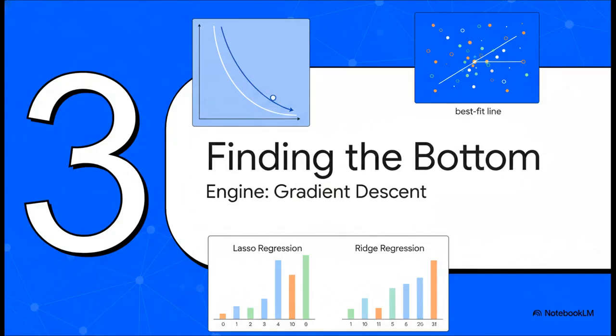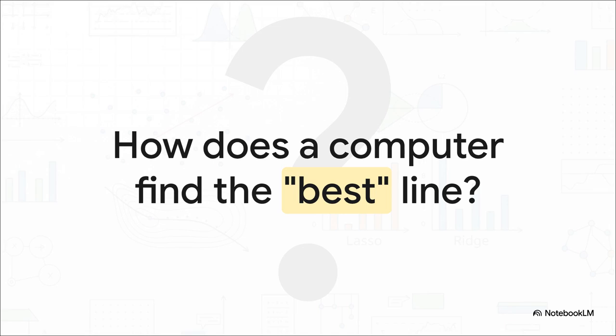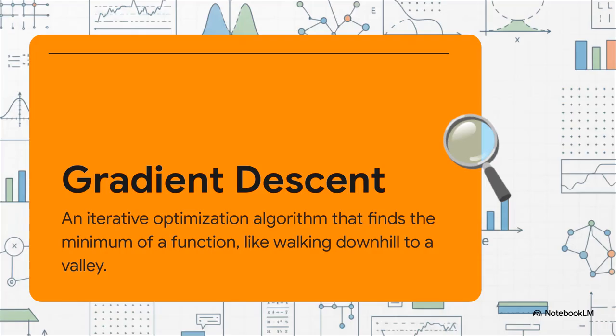All right, Section 3, finding the bottom. Now, we've been talking about this magical best fit line, but how does a computer actually find it? There are literally infinite possibilities. This is where we meet the incredible engine that drives so much of machine learning: gradient descent. This is the million-dollar question, right? You could draw an infinite number of lines through a bunch of data points. So how on earth does an algorithm know it has found the one that's the least wrong, the one that really is the best possible fit? The answer is a brilliant optimization algorithm called gradient descent.